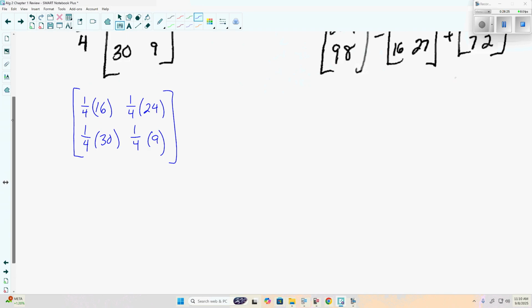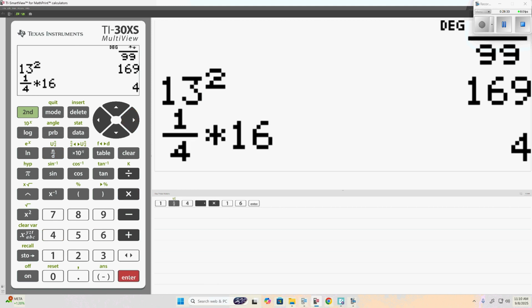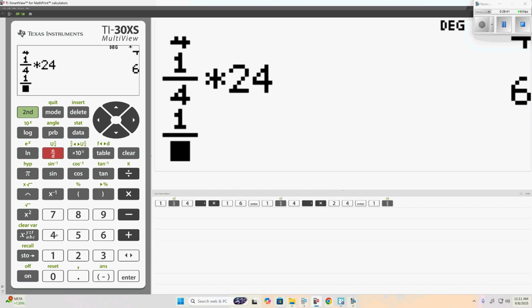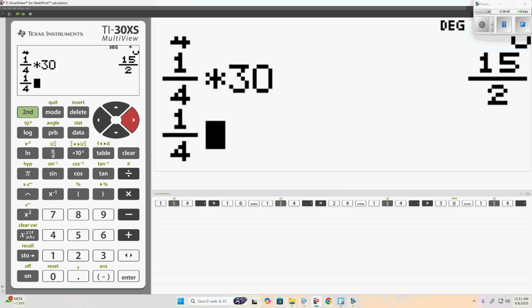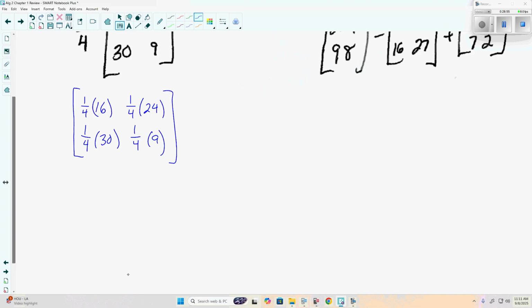Now at this point here, you can do this by hand or you can grab a calculator. And we can say 1/4 times 16 is 4. 1/4 times 24 is 6. 1/4 times 30 is 15/2. And 1/4 times 9, 9/4. 4, 6, 15/2.